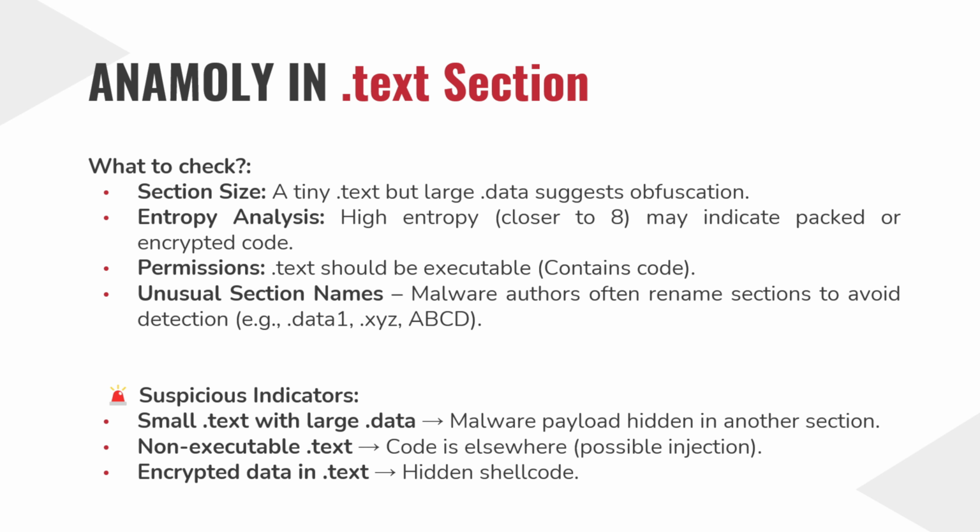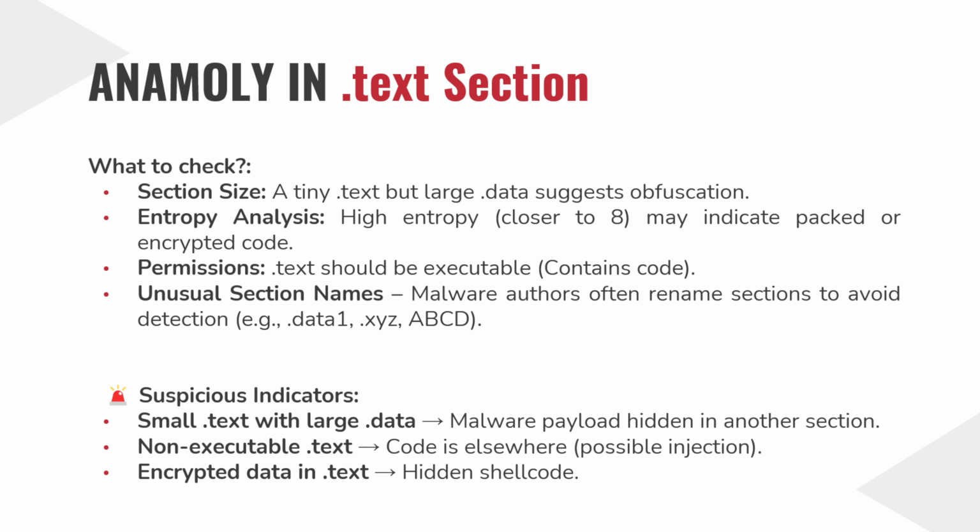Now, various anomalies to see in the text section. If the size of the text section is very tiny, but the data section is large, this suggests that there is some obfuscation of code. Then, entropy analysis. Entropy is the randomness of the code in the PE executable file. Generally, when malware is packed, the randomness and the entropy of the suspicious file increases. So higher entropy indicates that the malware is packed or it has some encrypted code.